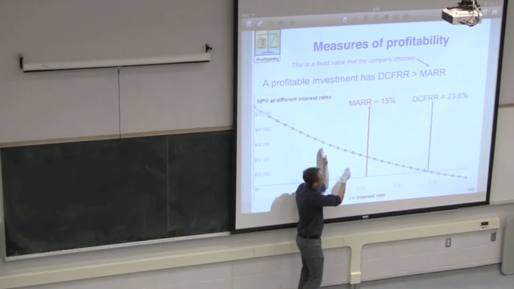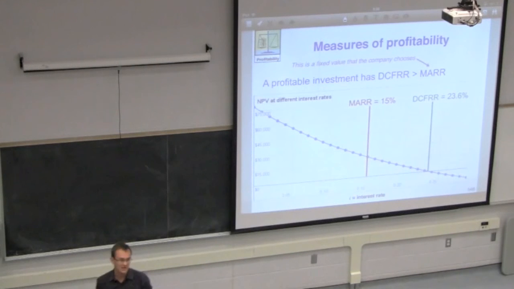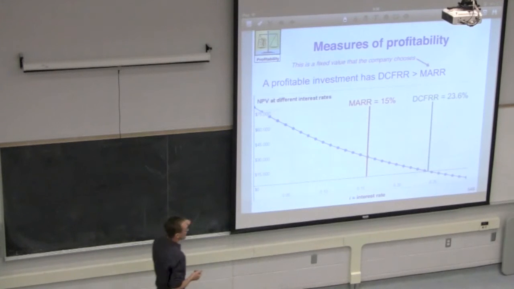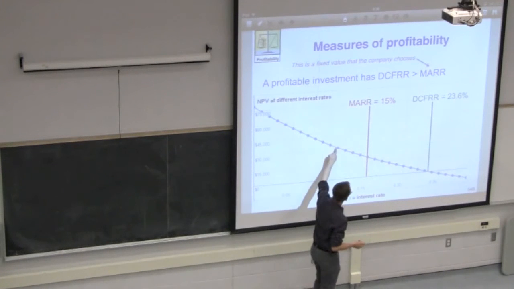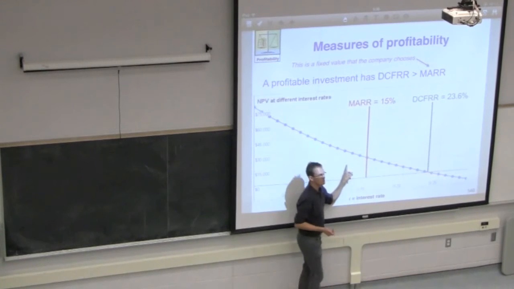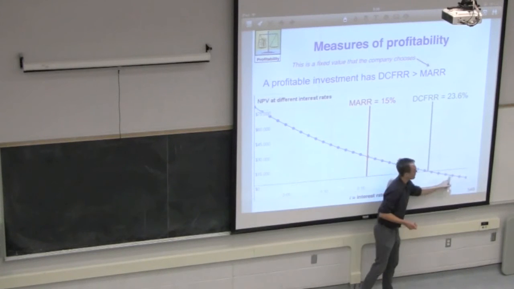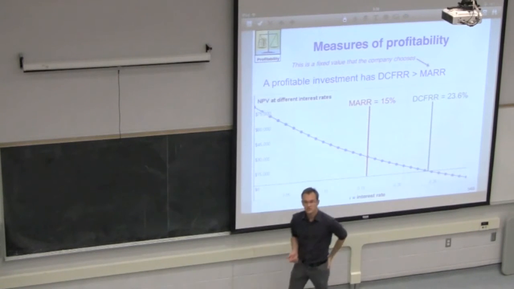Okay. Now let's say something happens. USA decides to go ahead and go to Syria and a few other catastrophic events that cause money to destabilize and interest rates go up. It indicates that this project is still profitable as long as interest rates are at least 23.6%. Any interest rate below that, this project is still going to be profitable. Only beyond interest rates of that will we start to see negative NPVs.